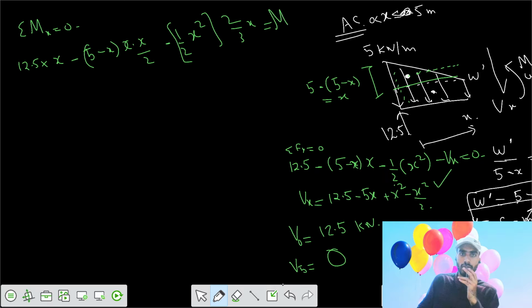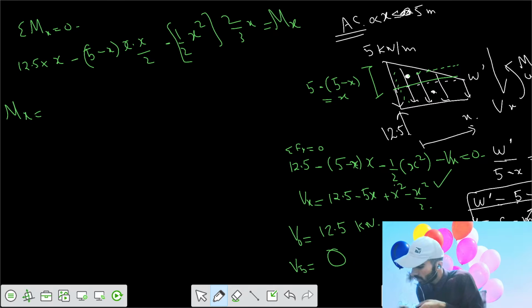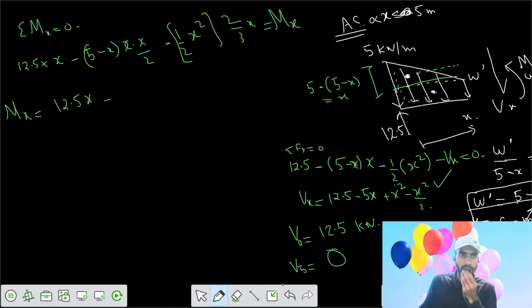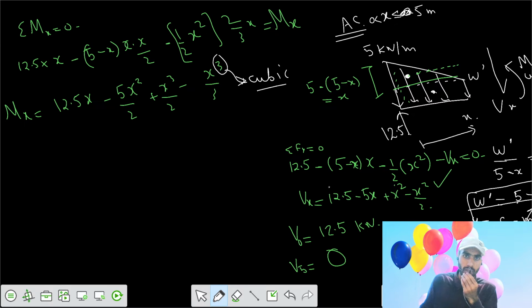We can write that as the bending moment at x. Though when we calculate the value of moment at x, do we have the equation? No, we don't have the equation. Let's write the equation. We can write 12.5 x minus 5 x squared by 2 plus x cubed by 2 minus x cubed by 3. So your maximum degree is 3. So your bending moment diagram would be a cubic variation.